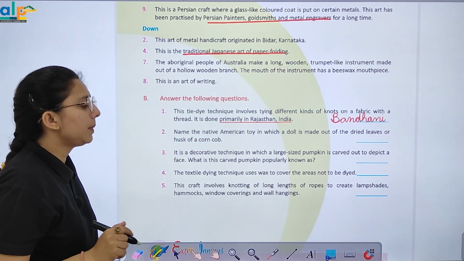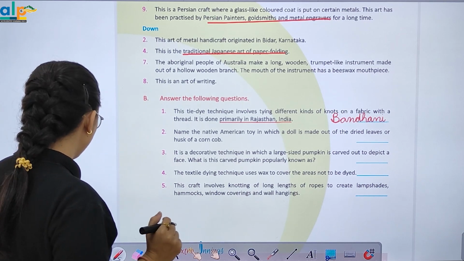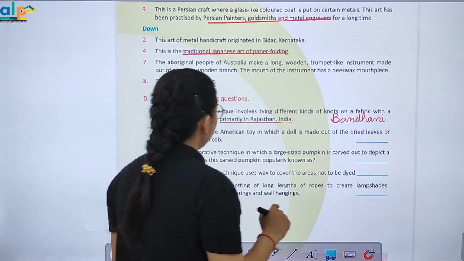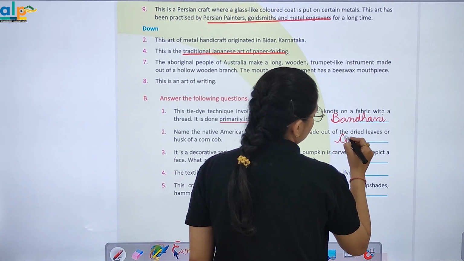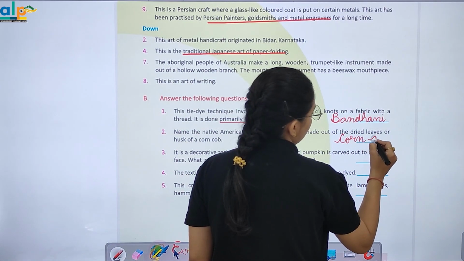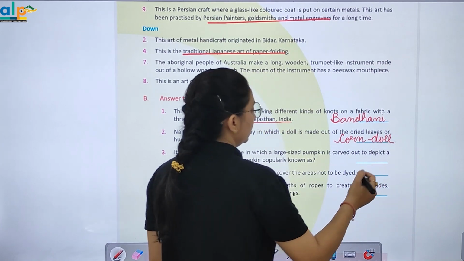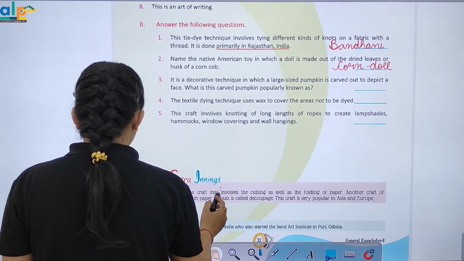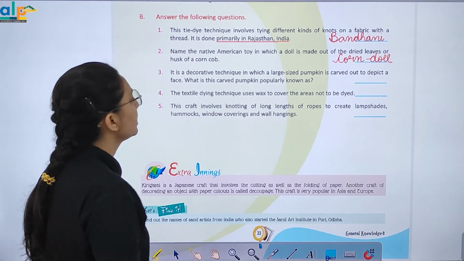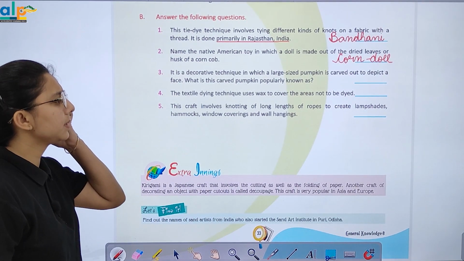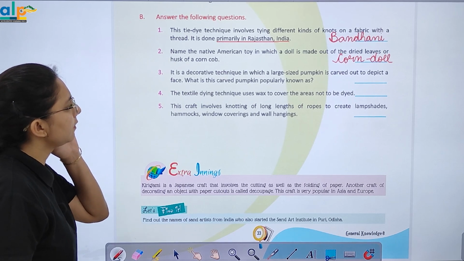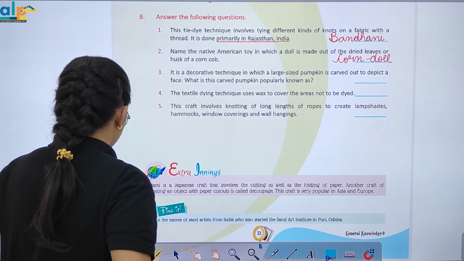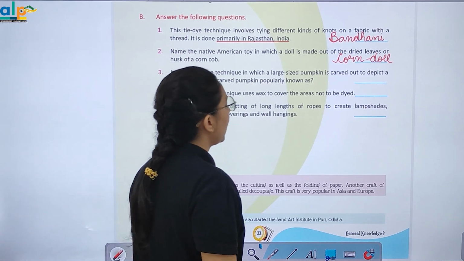Next is, name the Native American toy in which the doll is made up of dry leaves. Doll इसमें किसकी बनती है? Dry leaves की with husk of corn. That is corn husk doll. It is a decorative technique in which a large pumpkin is carved with a depicted face, popularly known as jack-o'-lantern.